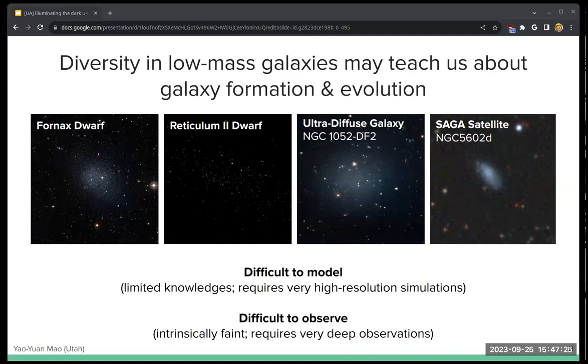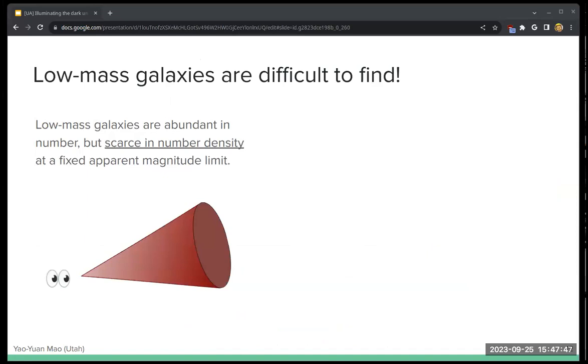So as I mentioned, here's the motivation part, if you remember my flow chart at the beginning. Now I'm going to tell you that, well, they're difficult to model. We have very limited knowledge and require high resolution simulation to simulate these things. And they're also difficult to observe because they're intrinsically faint and low mass, so they require deep observations. So I'm going to start with the observation side first.